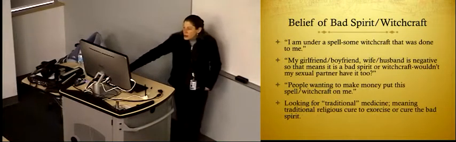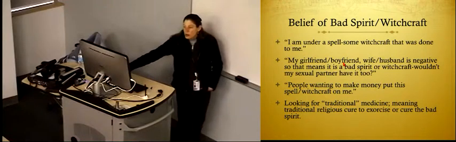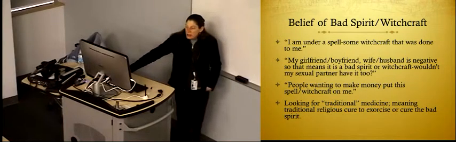And this is a study that actually surveyed Africans about their beliefs with regard to HIV. So where they thought HIV came from, for example. So I'm under a spell, some kind of witchcraft that was done to me. My girlfriend, boyfriend, wife, husband is negative, so that means it's a bad spirit or witchcraft. Would my sexual partner have it too? People wanting to make money put this spell on me, and then again looking for traditional medicine to cure them.